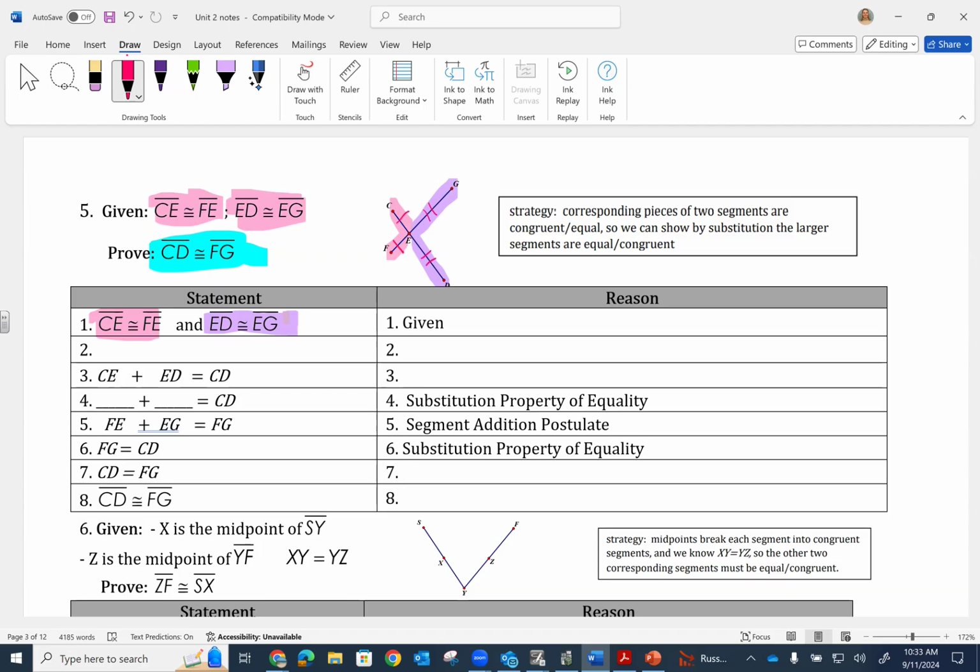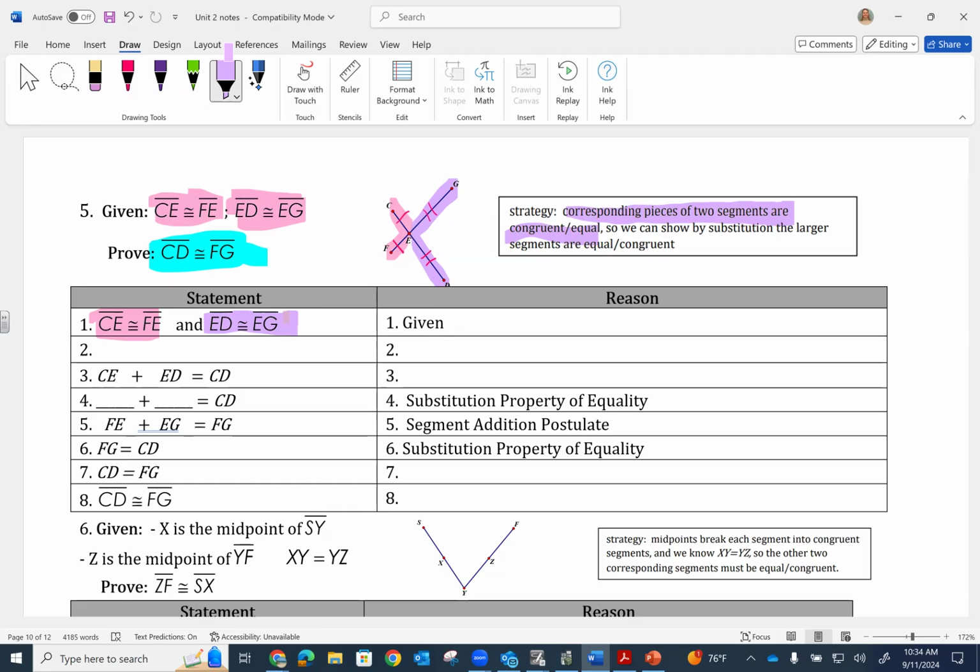Okay, and what we want to show is that both of the bigger segments, the entire segment here, is congruent to this entire segment there. We want to show that each bigger segment is going to be congruent. Of course it has to be, their parts match, so therefore the whole thing does match. That's going to be our strategy: their pieces of the segments are congruent, so we know by substitution that the bigger whole segments will be congruent as well.